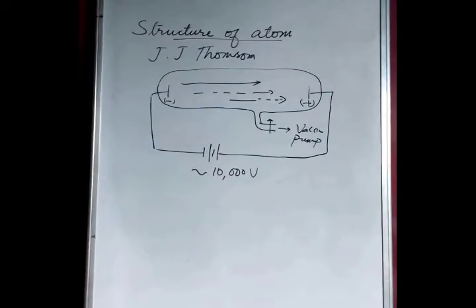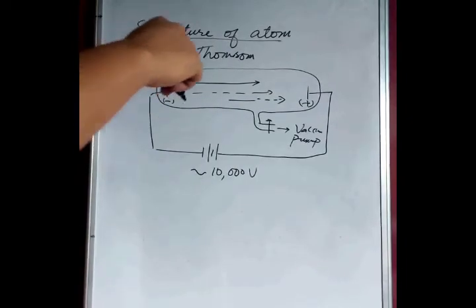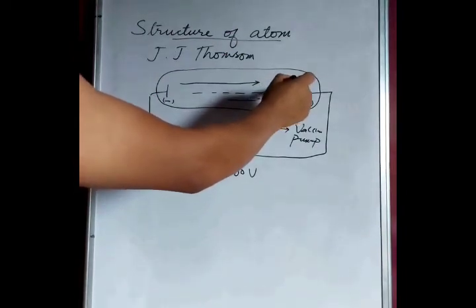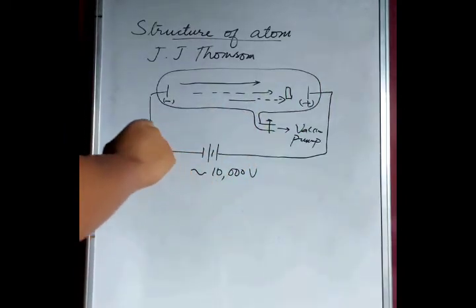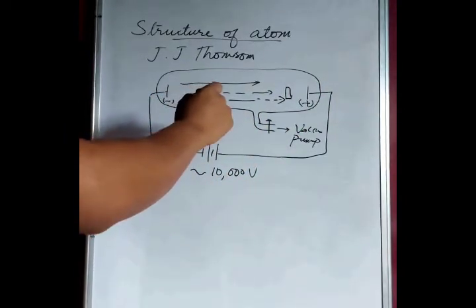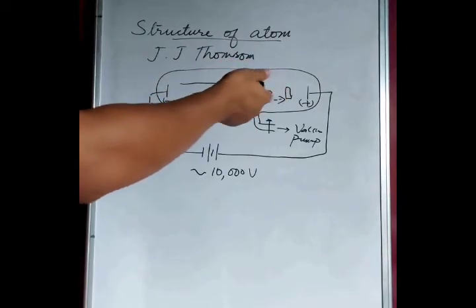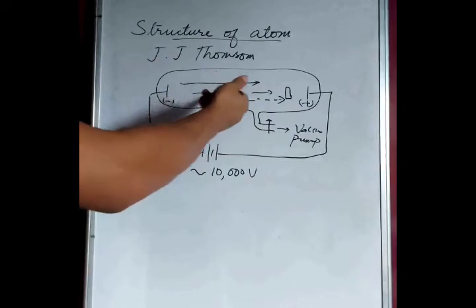Now, the nature of the cathode rays was like this: if you place any object on this side, then it casts shadows. And they were invisible unless you put some phosphorescent or fluorescent material, then it starts to glow. Otherwise they were invisible particles.